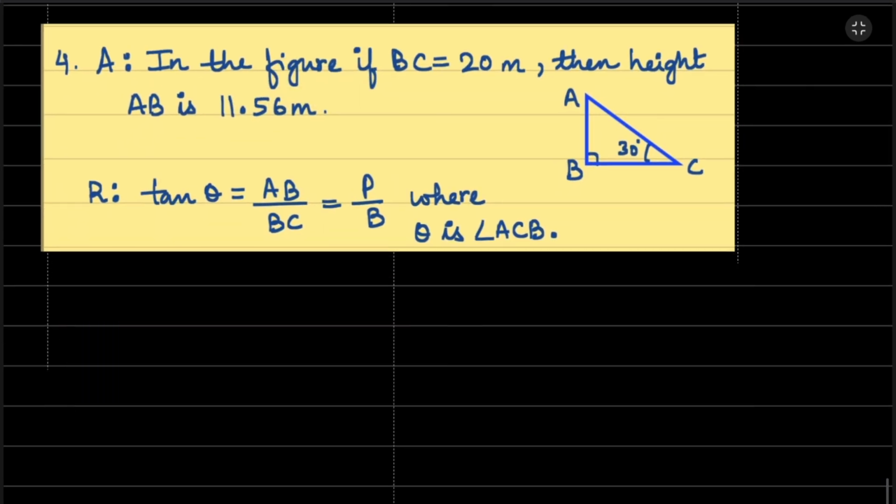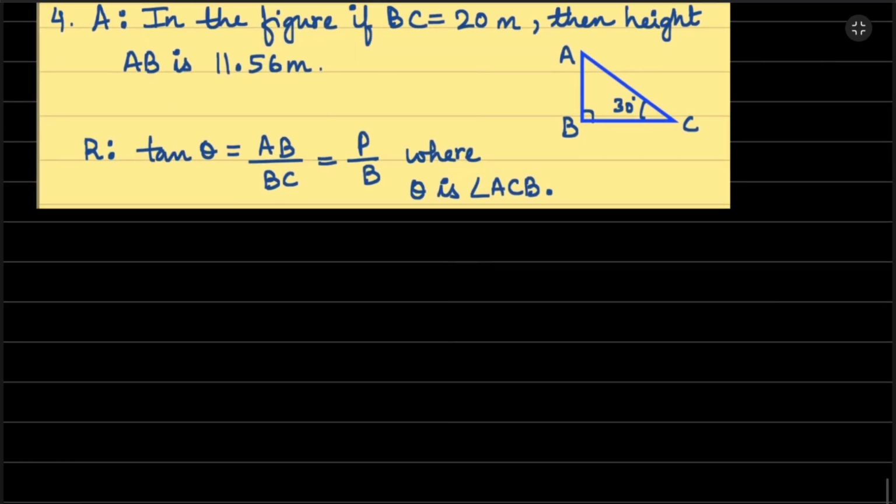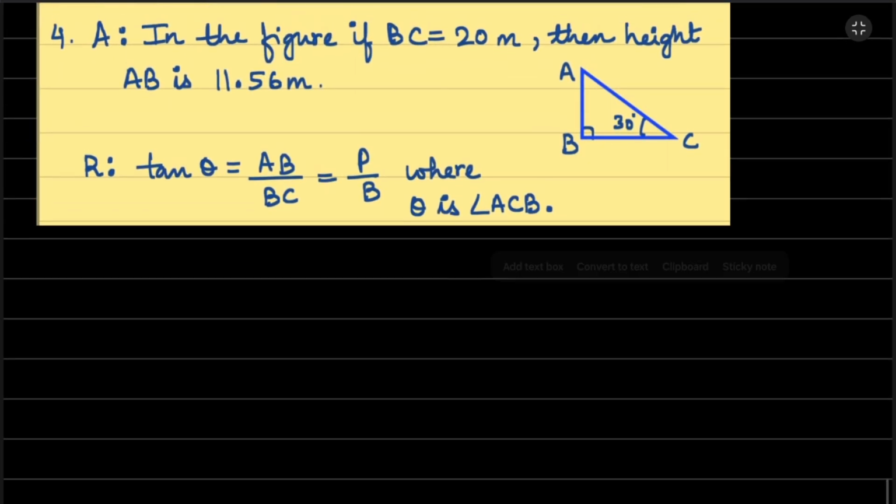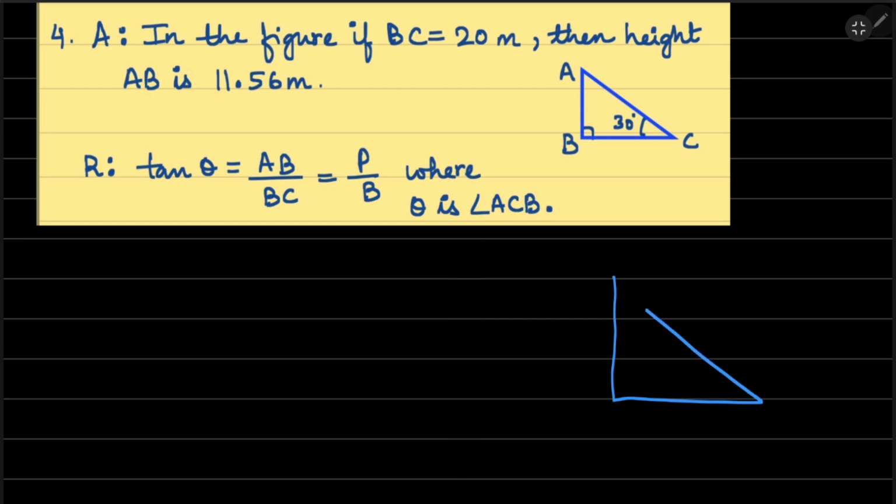Here, this is also an assertion reason step. In the figure, if BC is equal to 20, so you are given a right angle triangle. Let me draw this for you. This is a right angle triangle and you are given A, B, C, right angled at B. BC is nothing but 20 meters. The height AB is nothing but 11.56 meters. Then the height is 11.6.